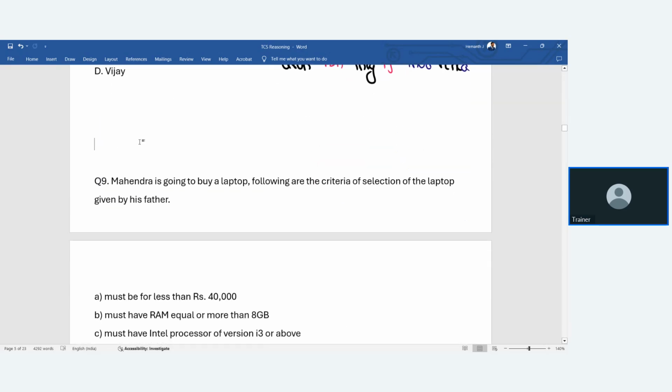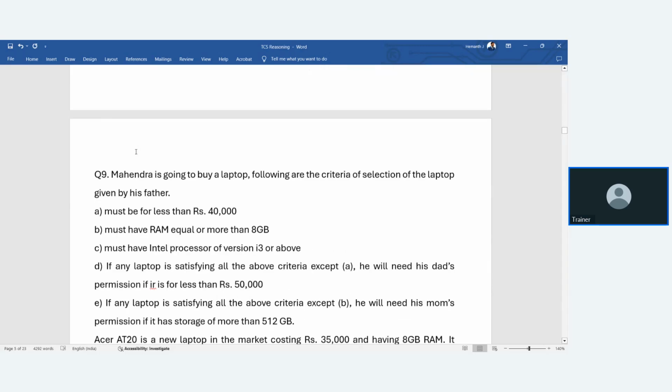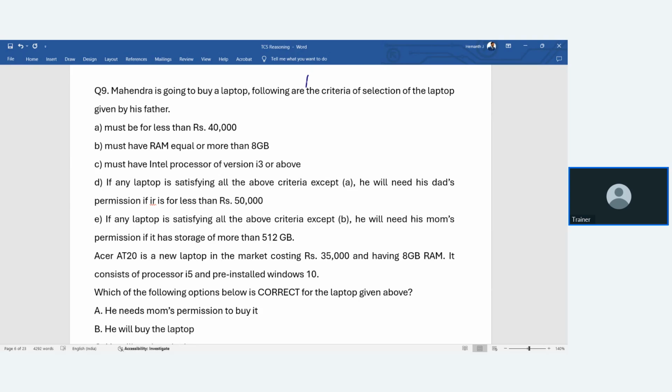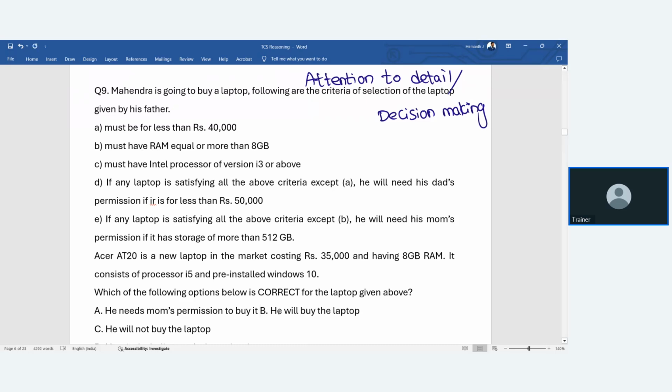This is a question related to decision making, or attention to detail. Attention to detail is very important. We are discussing more questions related to that in today's session as well. In the question they have given certain conditions to buy a laptop.